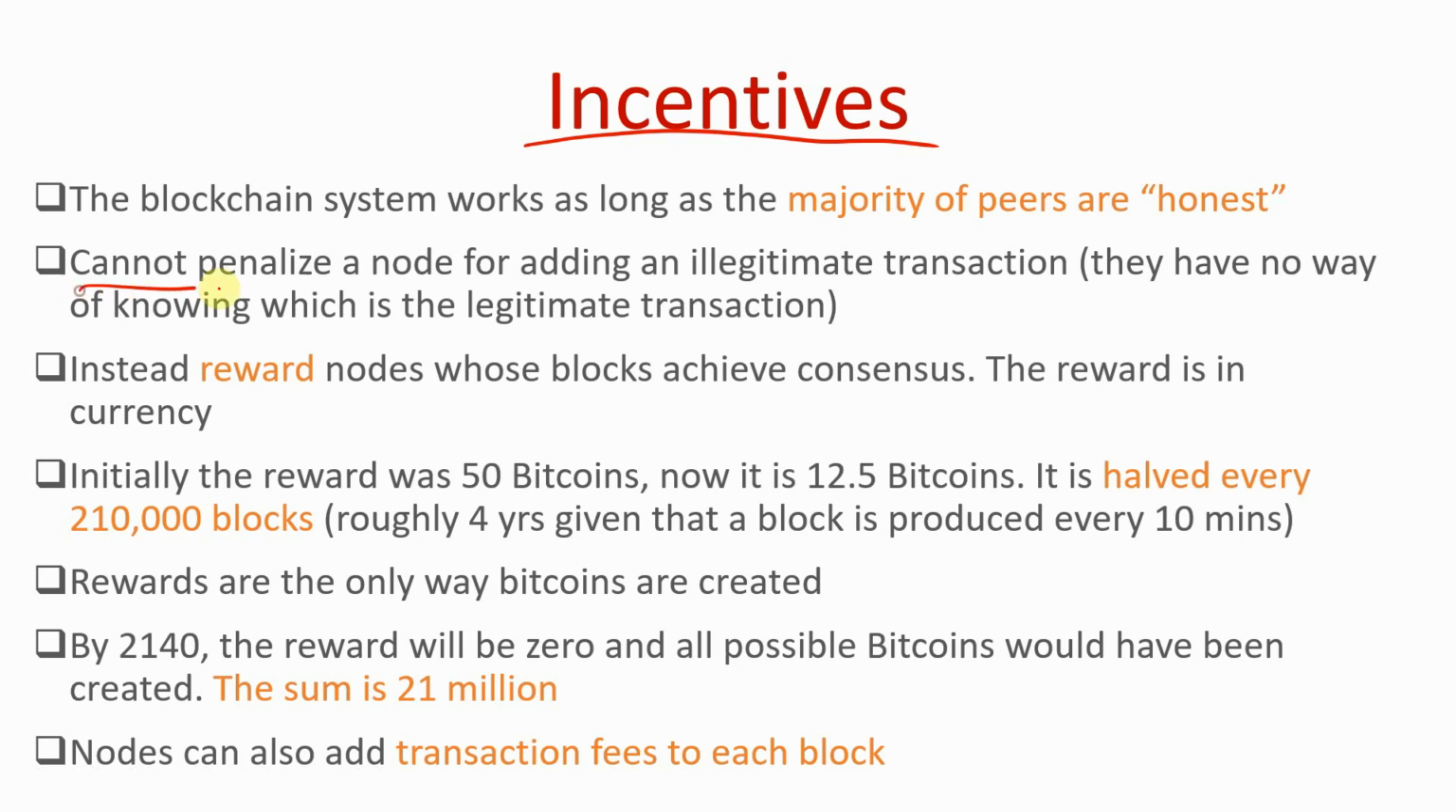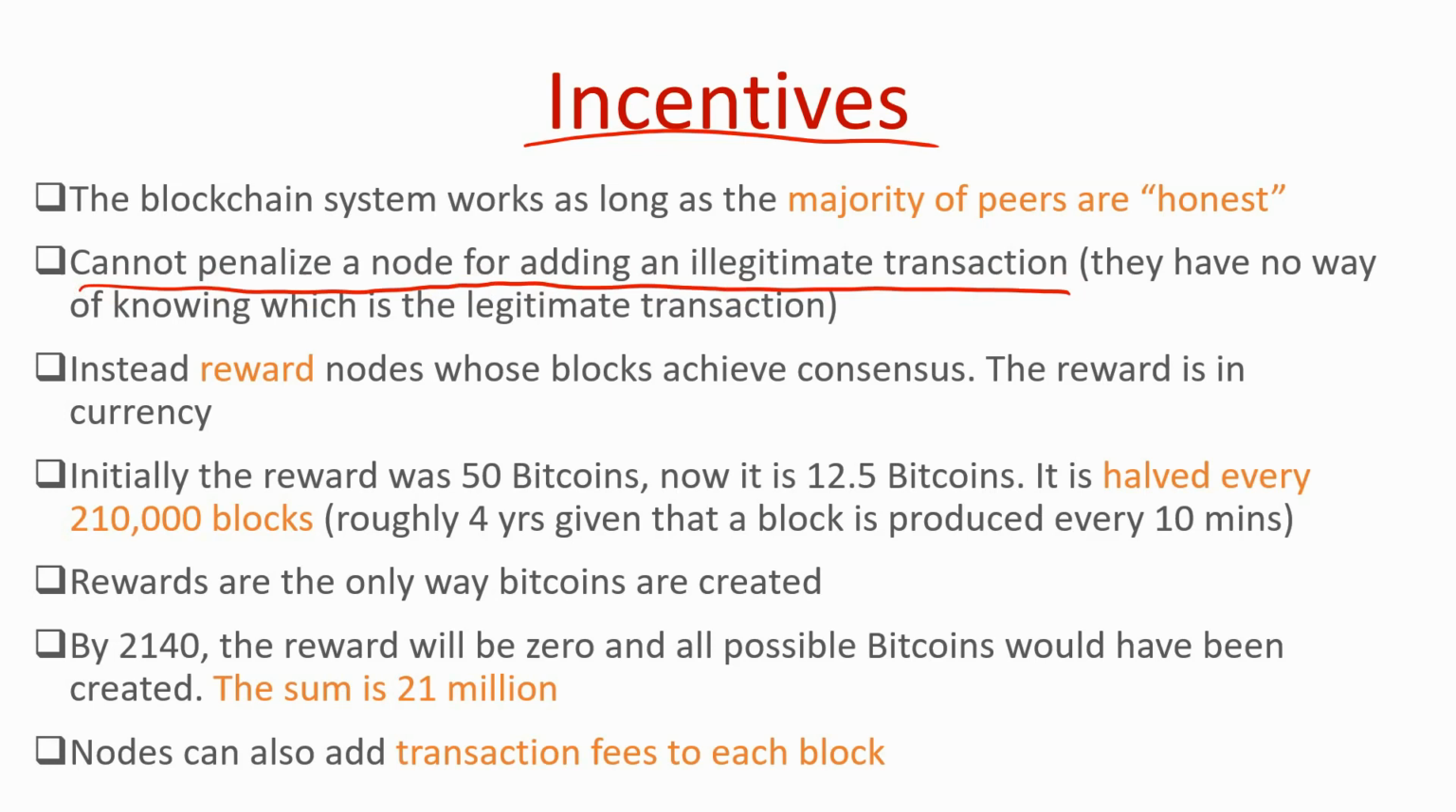Obviously, you cannot penalize a miner for adding an illegitimate transaction. That's not good because the miners have no way of knowing which transaction is a double spend and which transaction is legitimate. Both transactions are just a transfer of Bitcoin from one public key to another public key, from one user to the other.